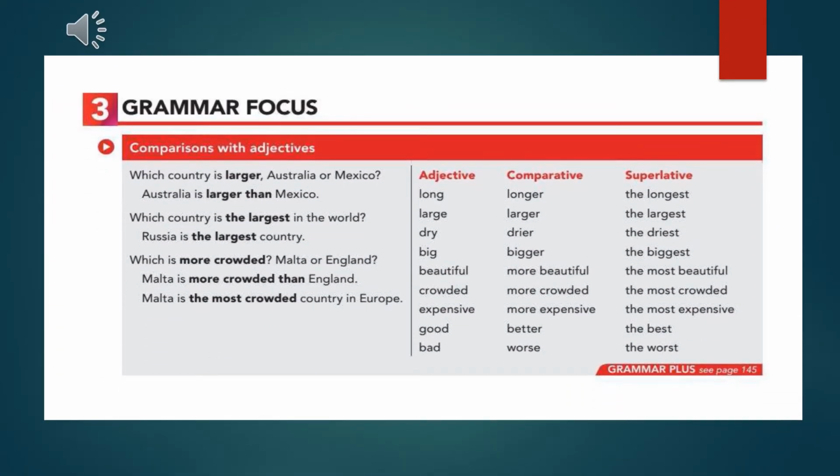Page 93. Exercise 3. Grammar focus. Comparisons with adjectives. Which country is larger, Australia or Mexico? Australia is larger than Mexico. Which country is the largest in the world? Russia is the largest country. Which is more crowded, Malta or England? Malta is more crowded than England. Malta is the most crowded country in Europe.